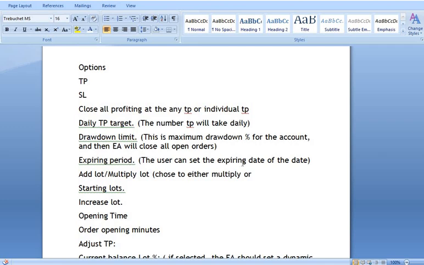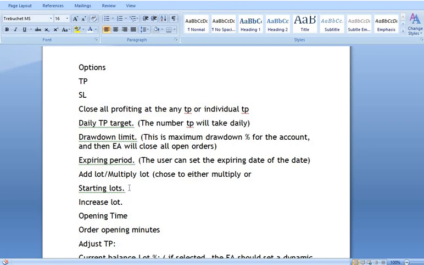Expiring period is where the user can reset the expiring period in case you want another person to use it. So you can always have control to set the expiring time of the EA. Now, you should have either the option of adding lots or multiplying lots, as I've said from the beginning.